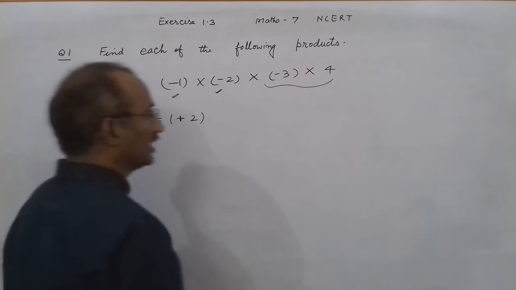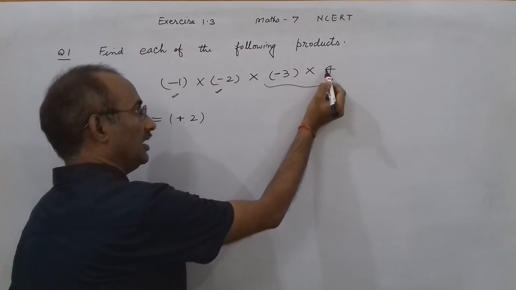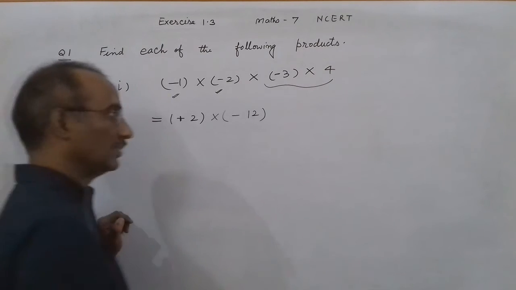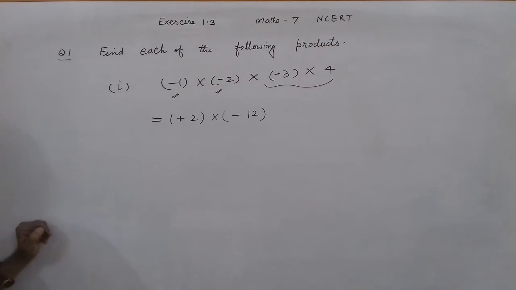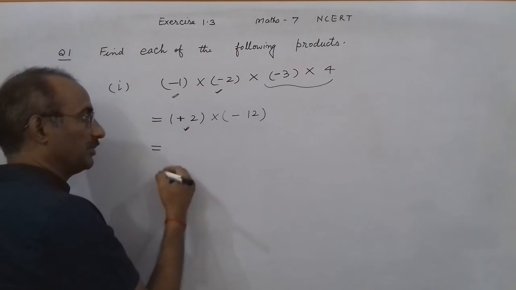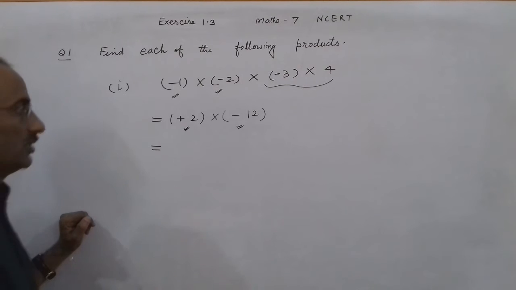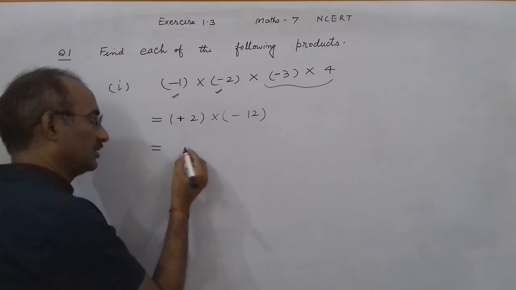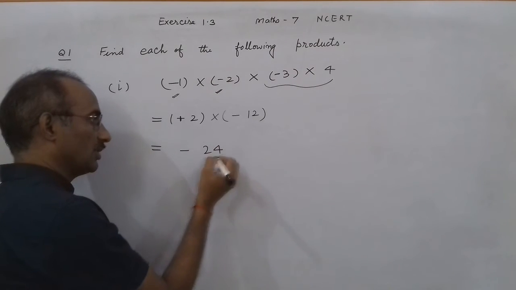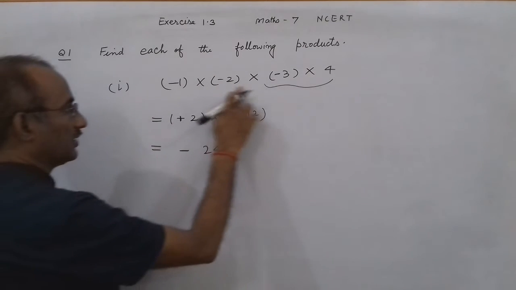And now multiply -3 with 4. Here we have a negative integer and a positive integer. So we get -12, because the product of a negative and a positive integer is always negative. Now this is a positive integer and this is a negative integer. So on multiplying a positive and a negative integer, we get a negative integer. So here we write 12 twos are 24 and put a minus sign here. So our answer is -24.